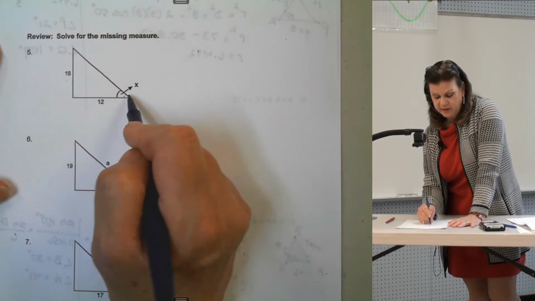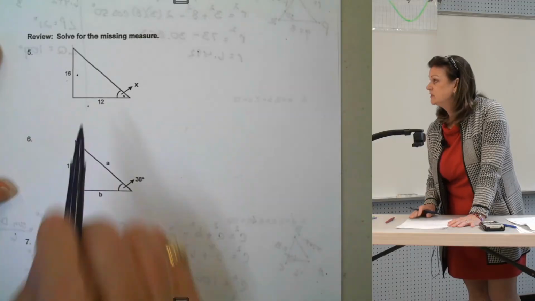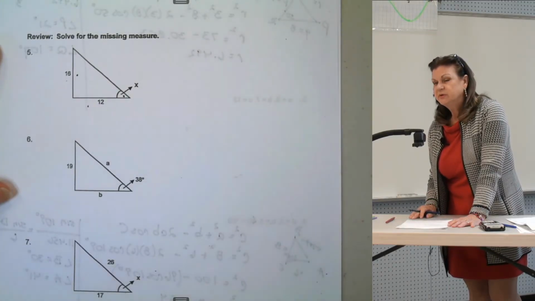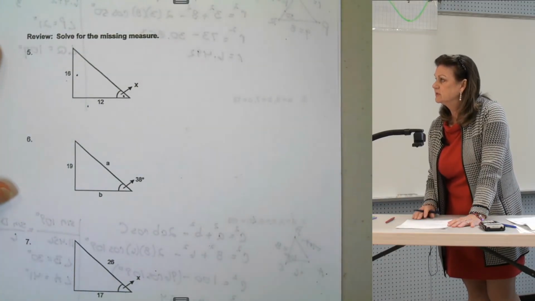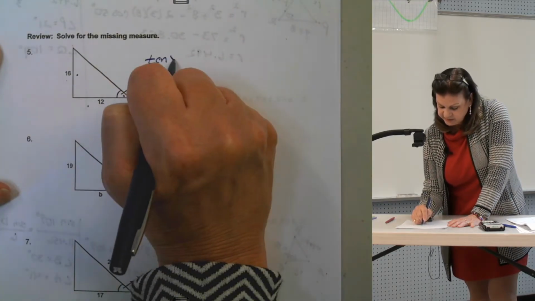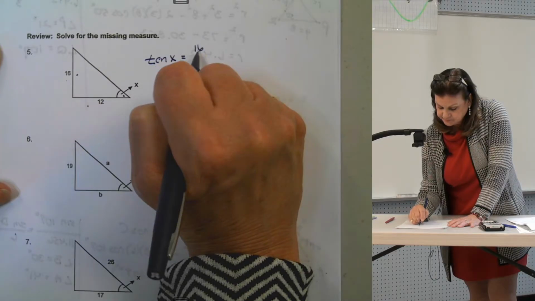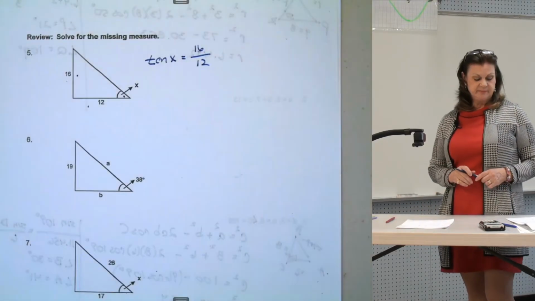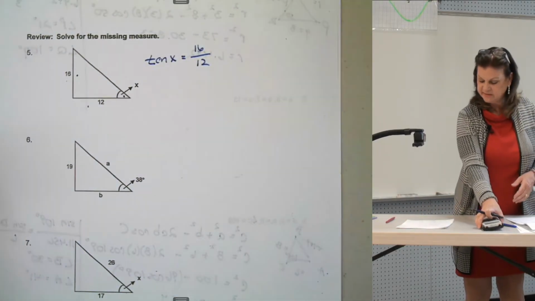And what do we know? We've got an angle, we have an opposite, and we have an adjacent. So which trig function pulls in opposite and adjacent? The tangent of that angle is 16 over 12. Easy after what we've been doing.